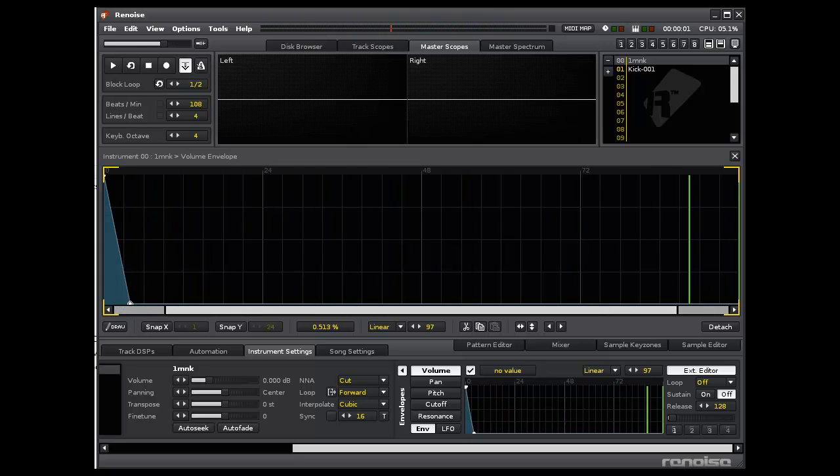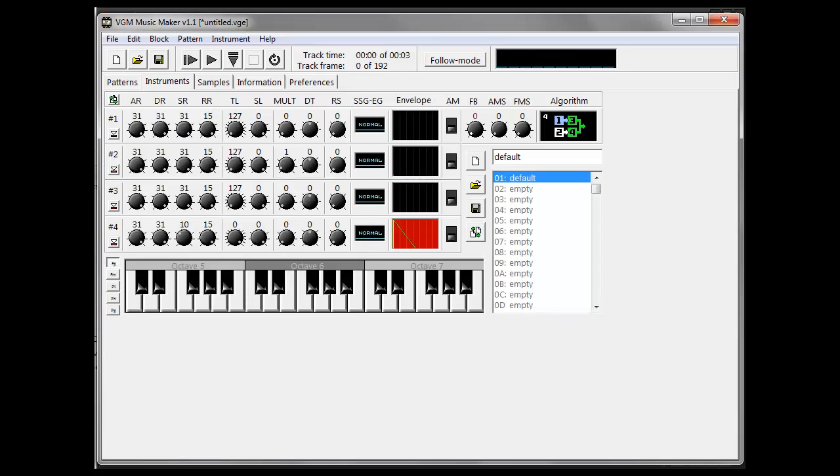Okay, so let's have a look at our FM software. This is VGM Maker again. Loads of complicated stuff. We're just going to be looking at this bottom strip here. So this is our sine wave. This is actually number four. If you look at the algorithm in the top right, you can see that number four is green. Green is a wave that makes a sound.